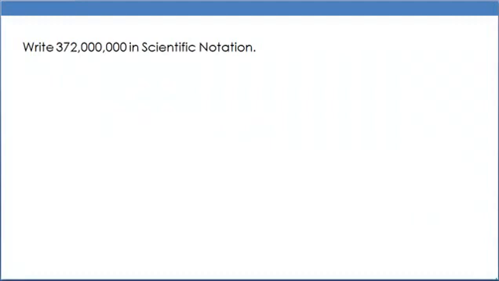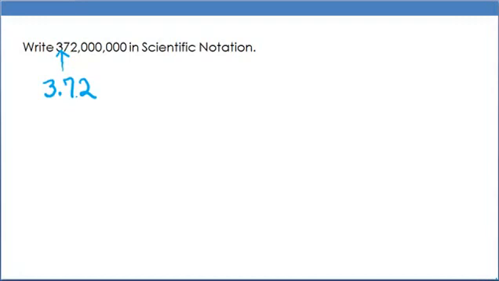Let's look at an example. Write 372 million in scientific notation. The first thing we have to do is choose the place for the decimal. The decimal has to go between the 3 and the 7. That will give us one non-zero digit on the left of the decimal, so a number that is between 1 and 10. That's the only place that the decimal can go.